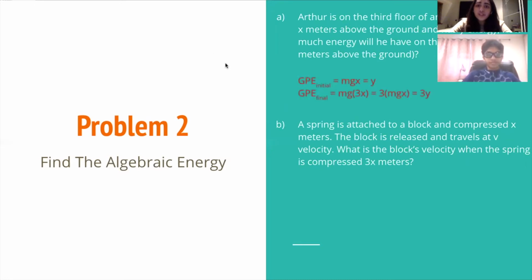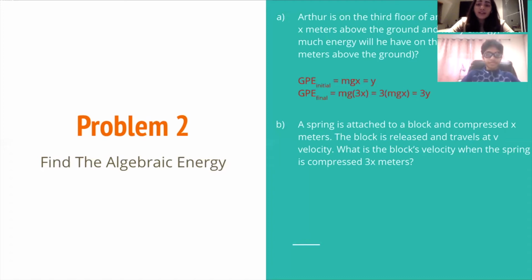So for this problem, first we're going to try to find how much Y actually equals. So we know that because we're dealing with height and there is no velocity and there is no spring involved, the only energy that we have to deal with is the gravitational potential energy. So therefore, we know that mgh, which instead of h, we'll use x because that is the number of meters that we are given, is equal to y. And when we try to find the final gravitational potential energy, instead of putting x, we're going to put 3x because now we know that he is 3 times higher than he was before.